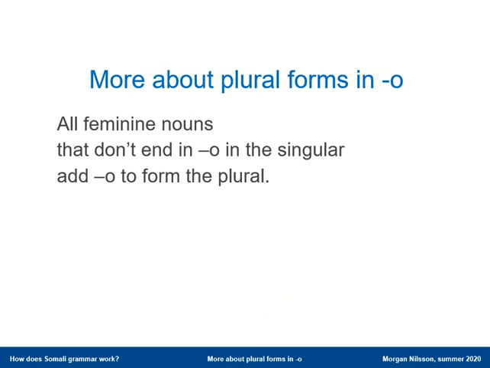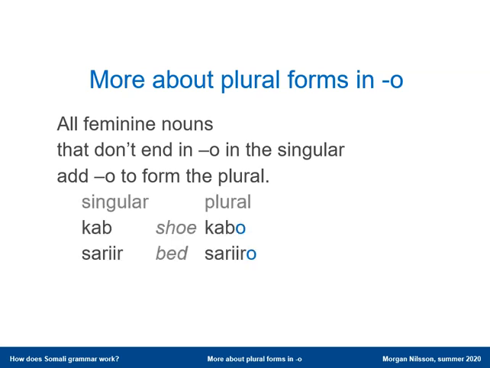But all other nouns add the ending o in the plural. So that means that every feminine noun that does not end in o in the singular takes the ending o in the plural. And a couple of examples, very simple words like kab, kabo, sarir, sariro, shoes and beds, and an enormous amount of other feminine nouns.